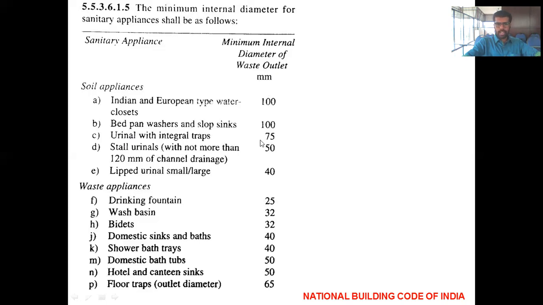Urinal with integrated troughs is 75. Stall urinals with no more than 120 mm channel drainage, it is 50. Lift urinal, small and large, it is 40. So different types of urinals are there, and according to that, the minimum diameters will change.